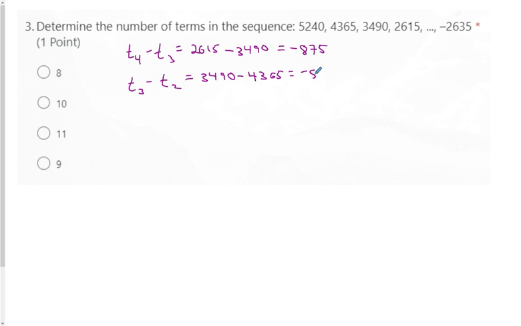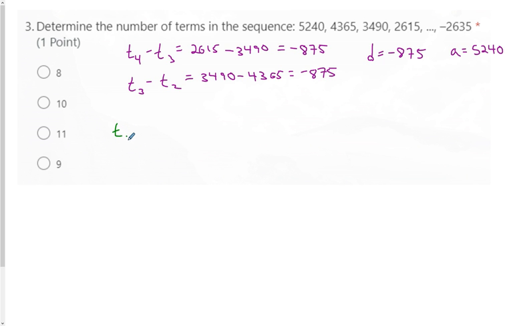That also has a difference of 875. Okay, and so you can see the difference between each of them is actually negative 875. So d, our common difference, is negative 875, and this is arithmetic. Our first term is 5240. So that's all I need to know to get my general term for my arithmetic sequence: the first term and the common difference.